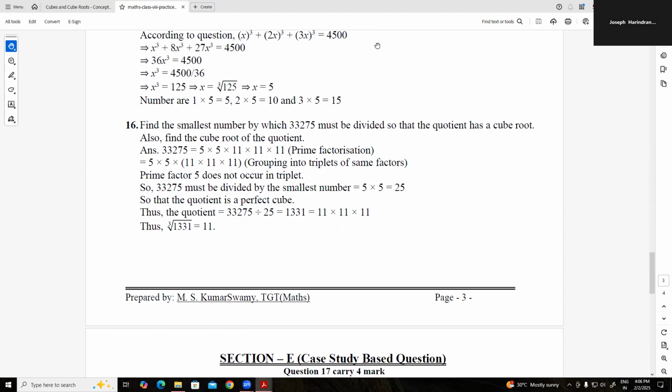And so far we have seen some questions, solutions to certain questions, and we have seen the concepts of cubes and cube roots. Now we are in a position to solve some questions in the NCERT textbook exercises. Already, I will also give a link in the description to the video on cubes and cube roots concepts, which we have already presented.